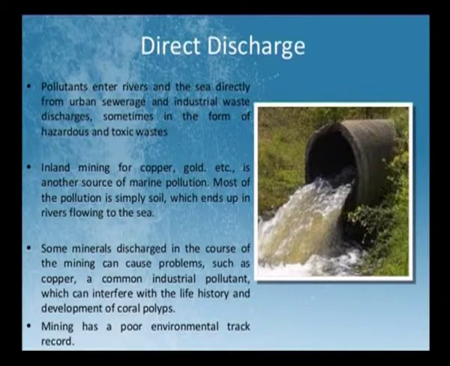Most of the pollution is simply soil which ends up in the rivers flowing into the sea. Some mineral discharge in the course of mining can cause problems such as copper, which is a common industrial pollutant which can interfere with the life history and development of coral polyps. Mining has a poor environmental track record.